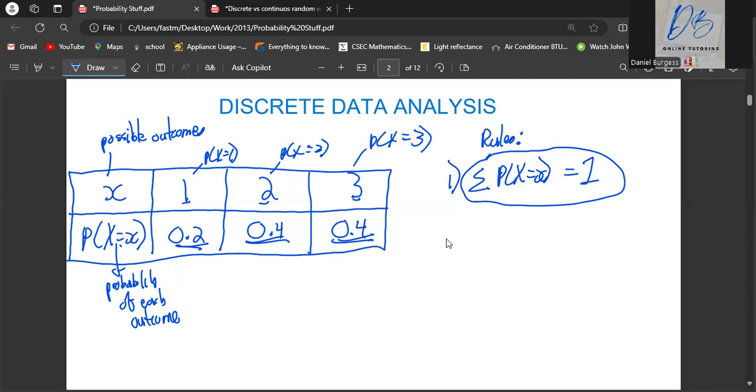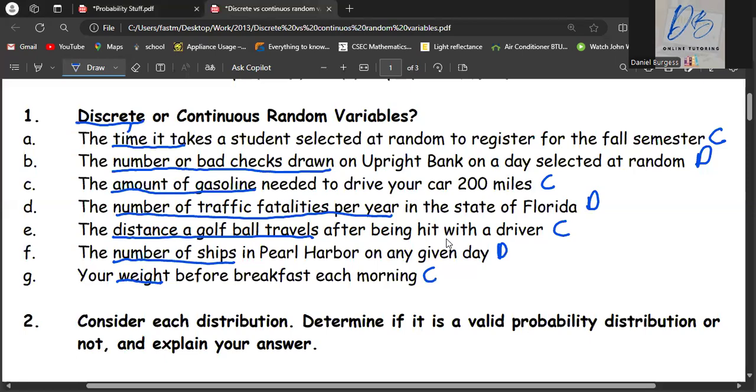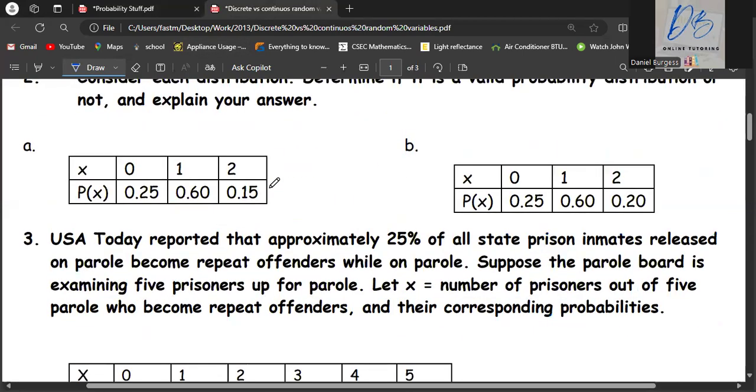So if I didn't know what the probability of one event was, because I know all of them must add up to 1, I could always figure it out because I know it must add up to 1 in the end. All right, so let's try some examples to see.